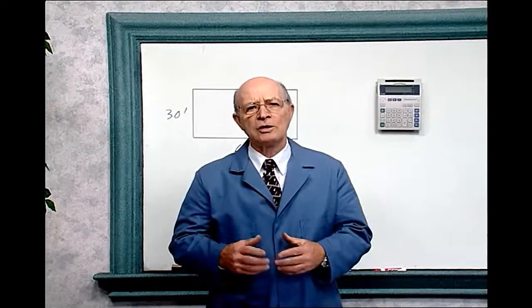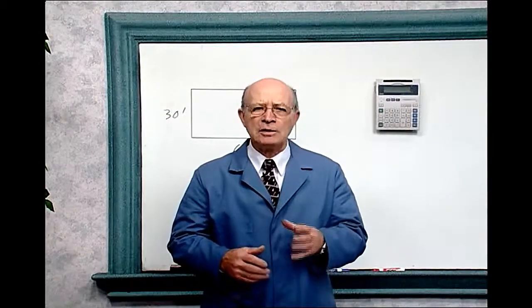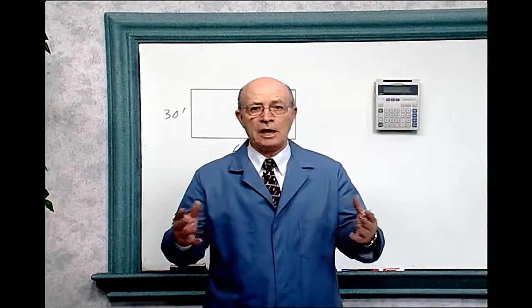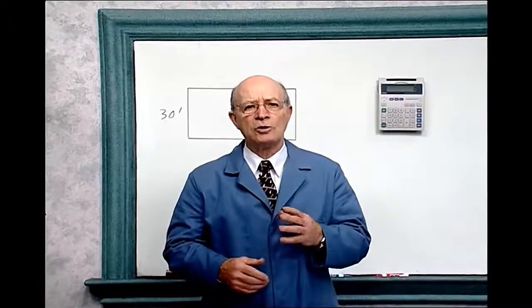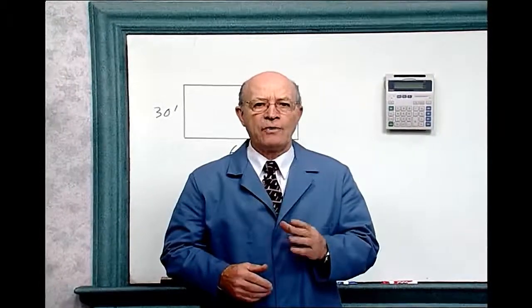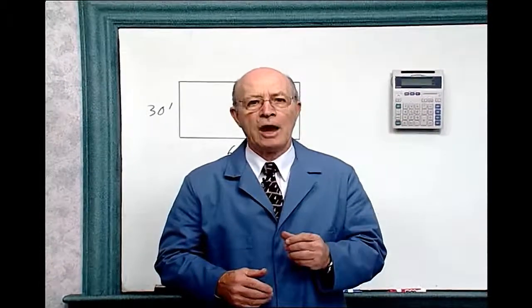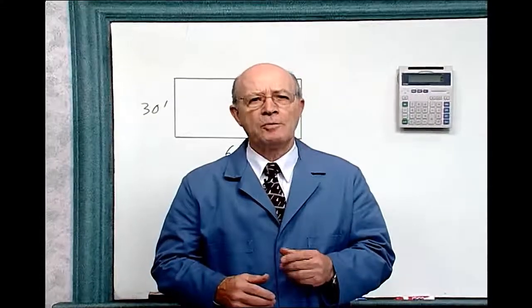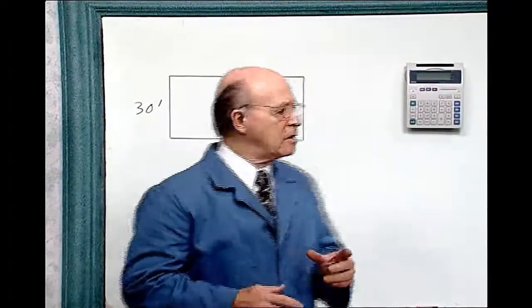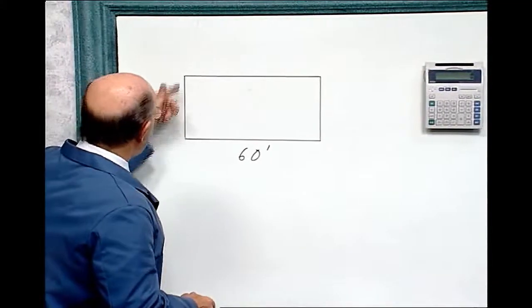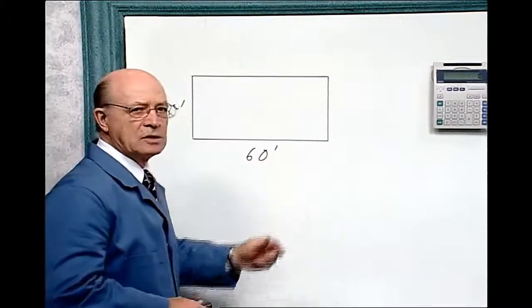When someone constructs a public building, there are limits on how many people the building can contain. Let's watch Domingo Montalvo describe how fire personnel determine the occupancy of a building. The building he is describing is a rectangle measuring 30 feet by 60 feet.